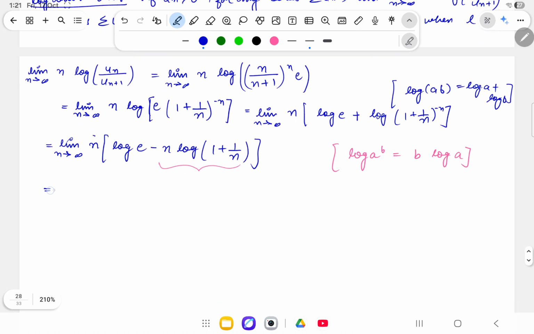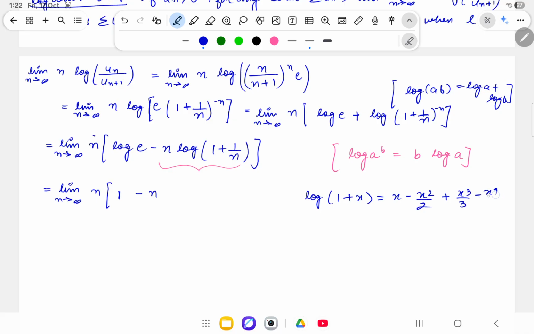So this will be equals to limit n approaches infinity n times log e, which is basically 1, minus n times log of 1 plus 1 by n. Now if you know this expansion, log of 1 plus x is equals to x minus x square by 2 plus x cube by 3 minus x raised 4 by 4. So if we use that here, what I'll get is 1 by n minus 1 by 2 n square plus 1 by 3 n cube and so on.